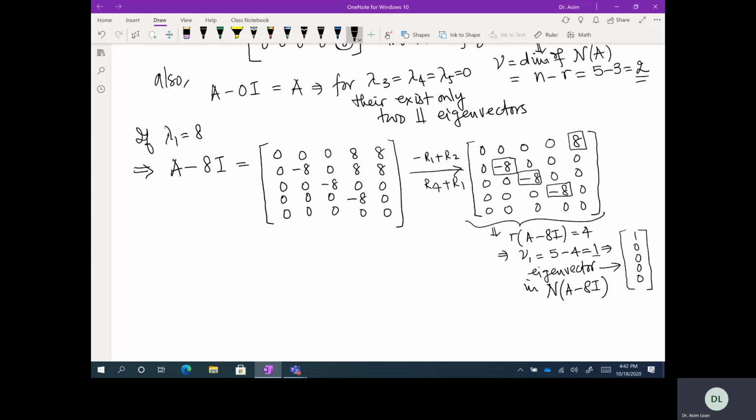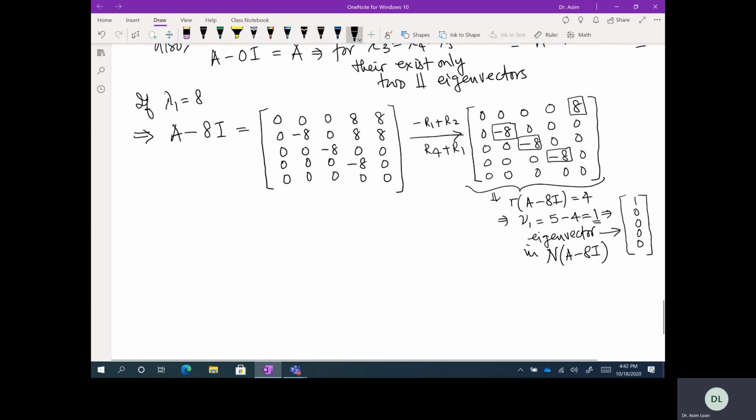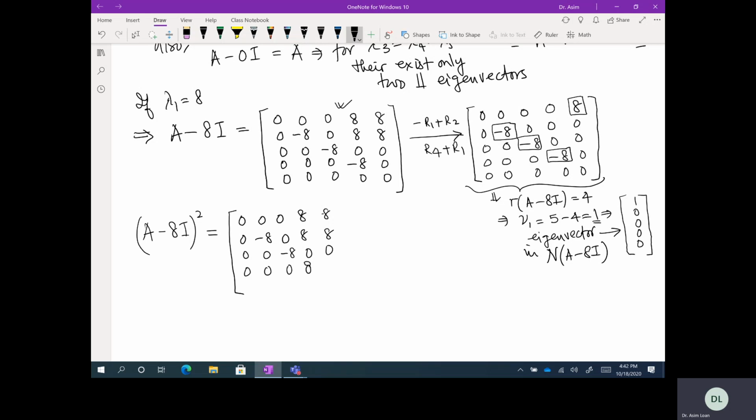Since this is only one, I have to do A minus 8i squared so that I can get more eigenvectors. So let's do A minus 8i squared. I simply take this matrix, not this one, I take this one and multiply it. So 0, 0, 0, 8, 8, 0, minus 8, 0, 8, 8, 0, 0, minus 8, 0, 0, 0, 0, 0, 0, minus 8, 0, 0, 0, 0, 0, 0.